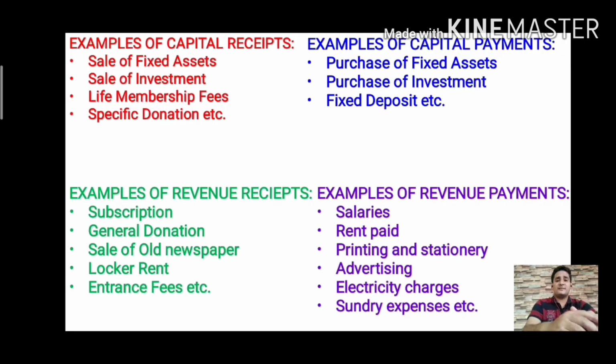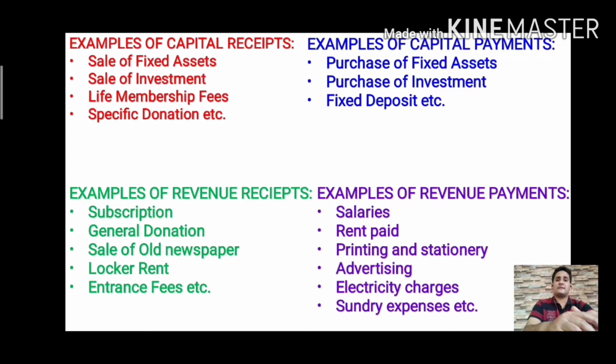Sale of old newspaper, locker rent. Locker rent means, for example, in a club there is a gym, and in the gym there are individual lockers. To avail this locker facility, you have to pay the rent every month. So this is an example of revenue receipts. Next, entrance fees. This is also a revenue receipt. Next come examples of revenue payments.